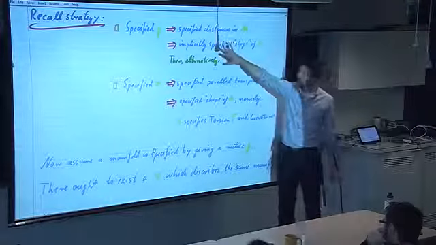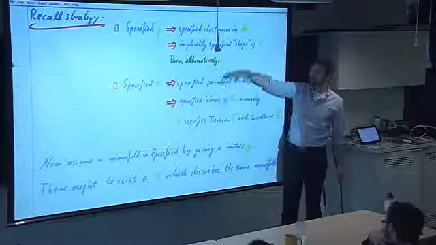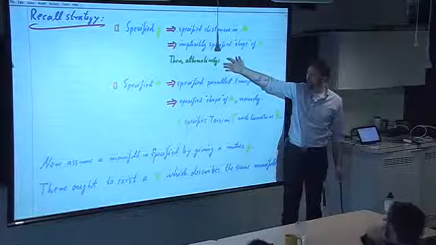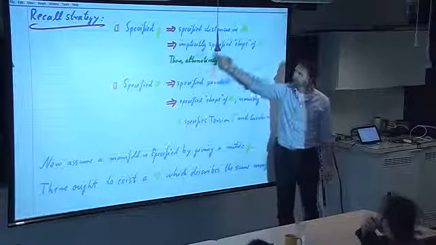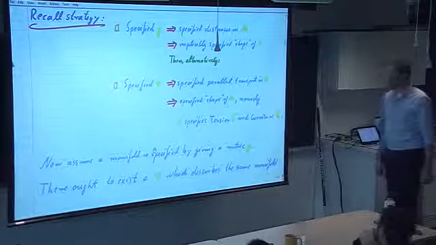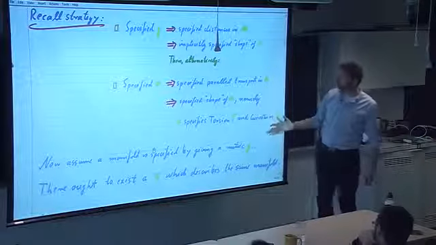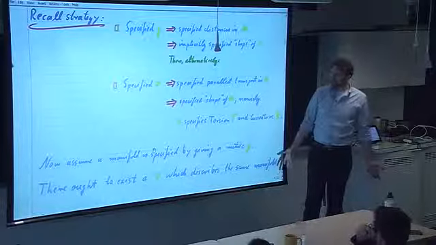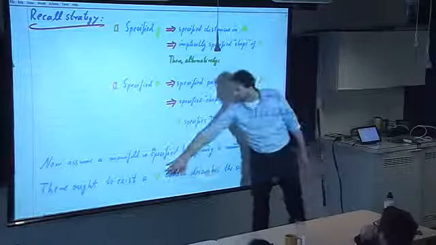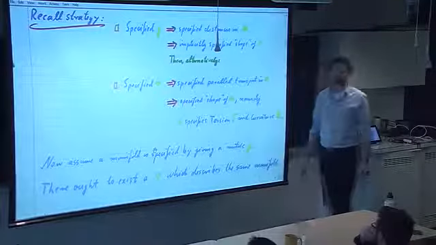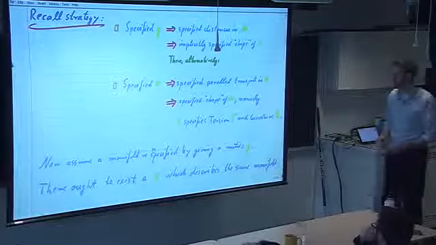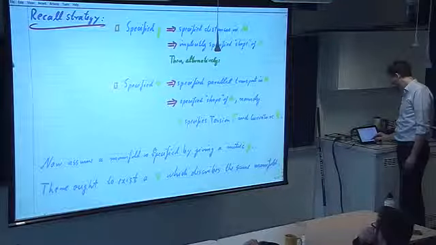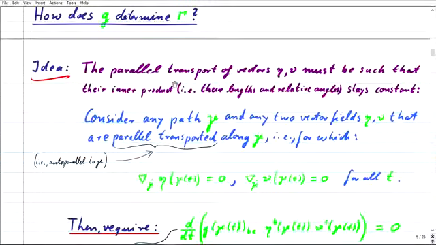Now, the two ways of describing a manifold must be equivalent if they describe the same manifold. How can we connect the two? How can we relate the two? So let's say a manifold is specified by giving a metric. Then how can we find an affine connection that describes the same manifold? So how does a given G determine the gamma?